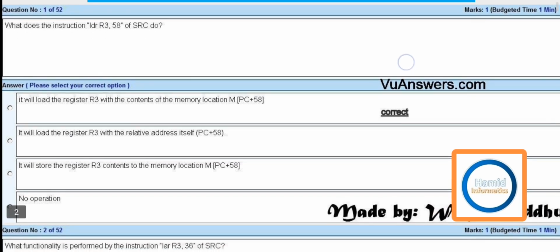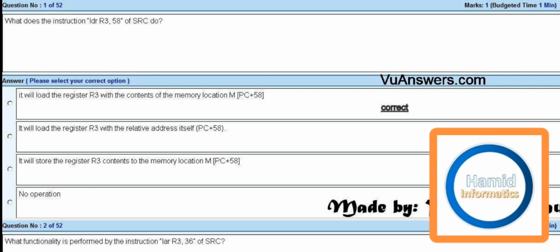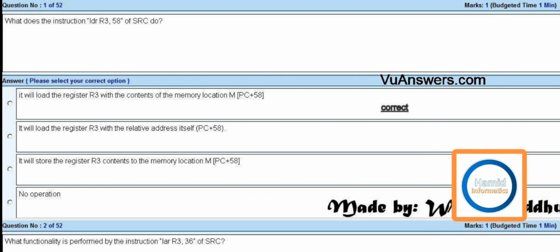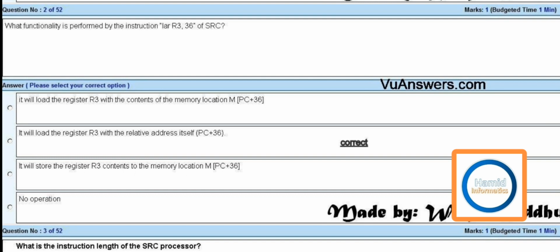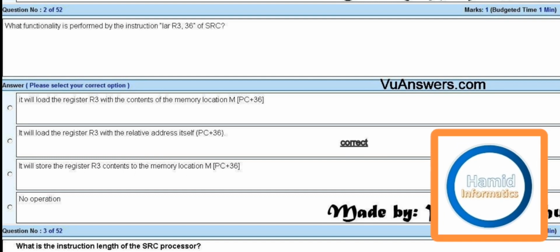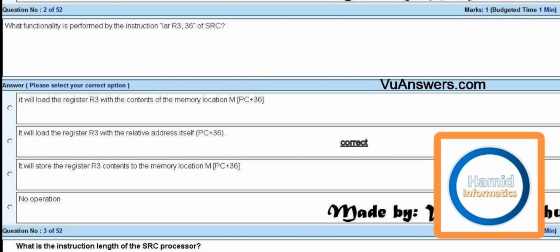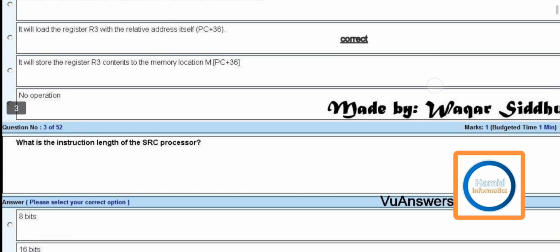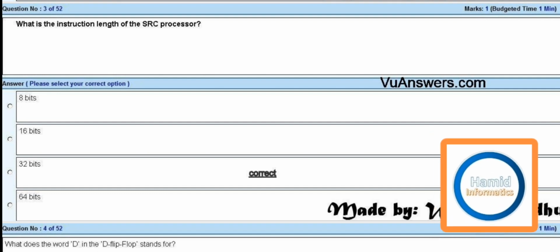What does the instruction LD R3 58(PC) of SRC do? The answer is: it will load the register R3 with the contents of the memory location PC+58. Second question: what functionality is performed by the instruction LAR R3, 36 of SRC? The answer is: it will load the register R3 with the relative address, that is PC+36. What is the instruction length of the SRC processor?